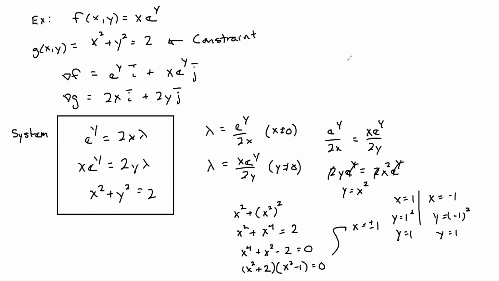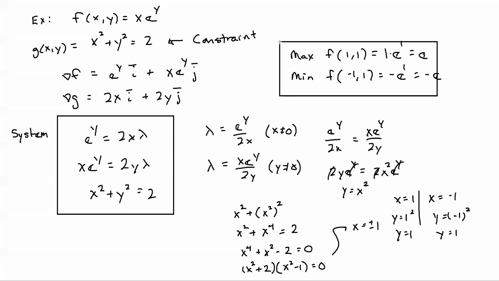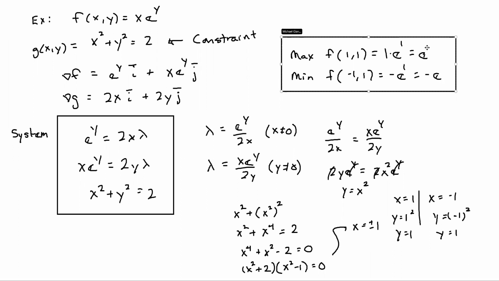Over here, off to the side, we will test them. So f of 1, 1 equals 1 times e to the 1, which is e. f of negative 1, 1 equals negative e to the 1, which is negative e. This is the max. This is the min. And that's your solution. Okay, there's two examples, one using each of the solving techniques.